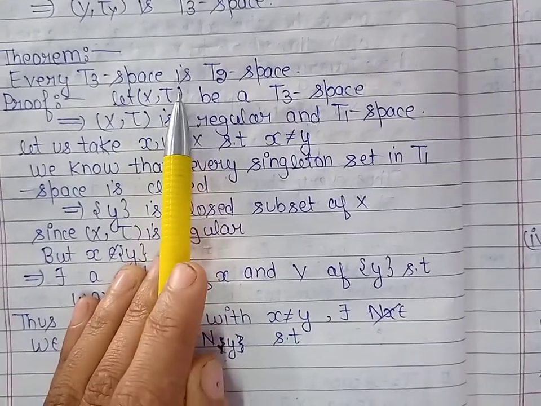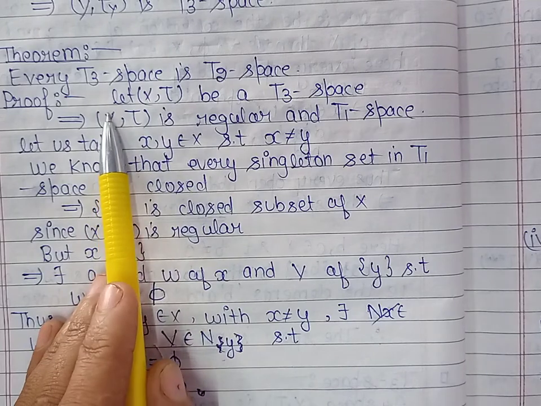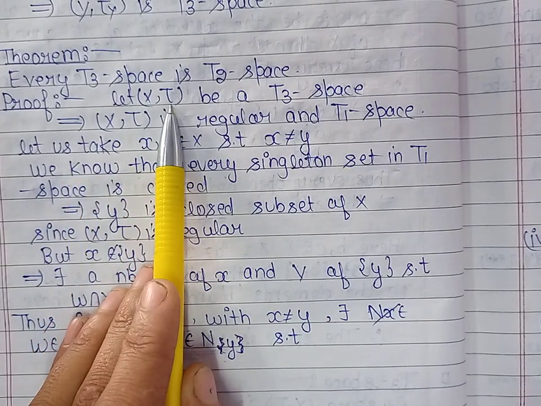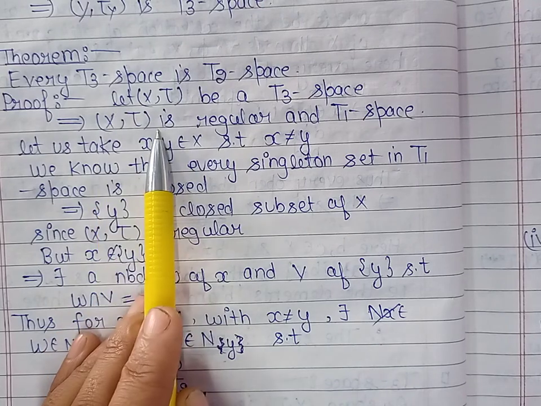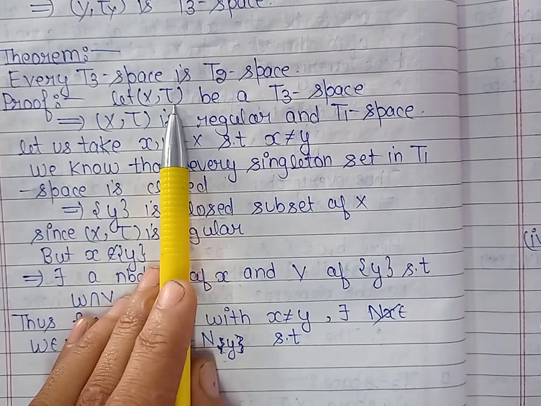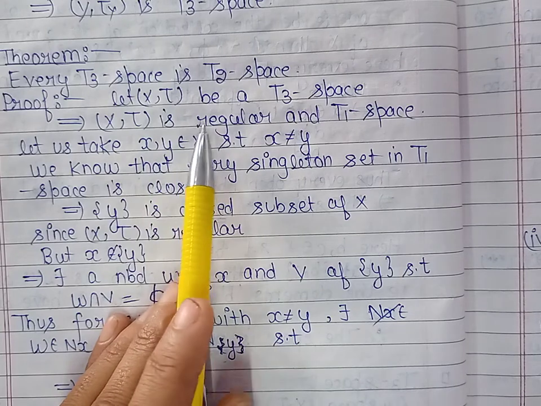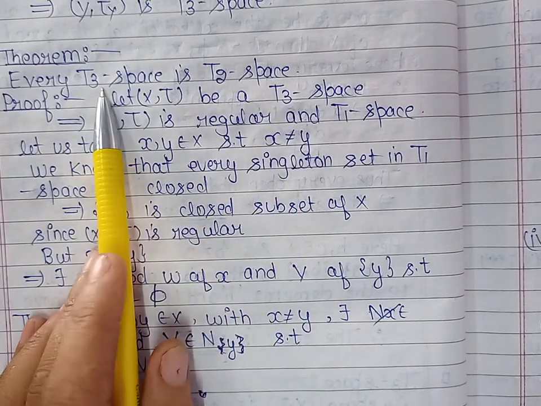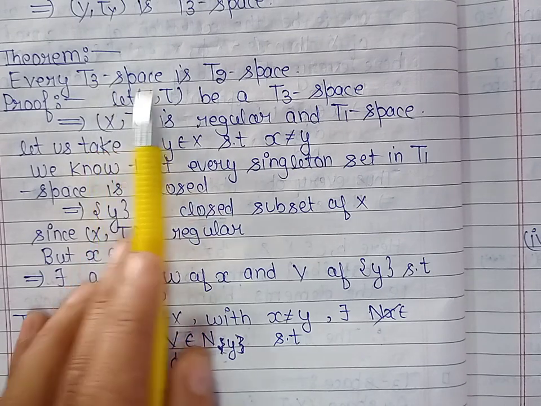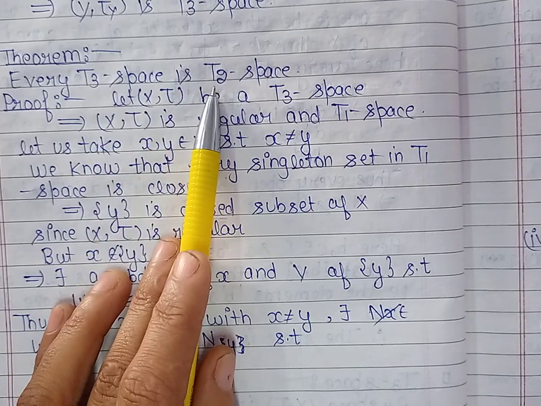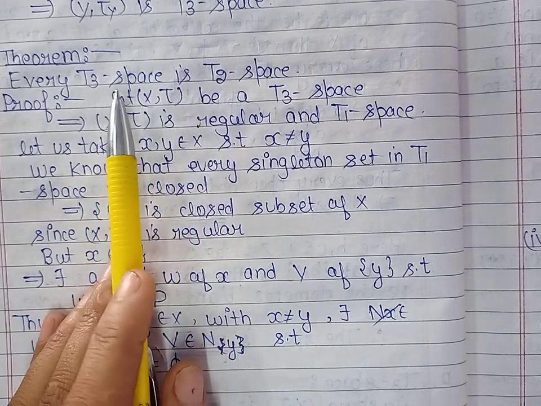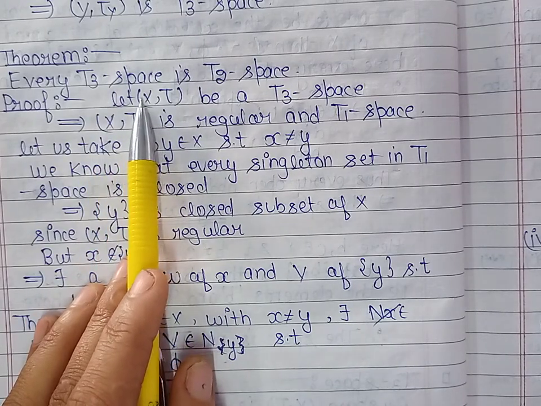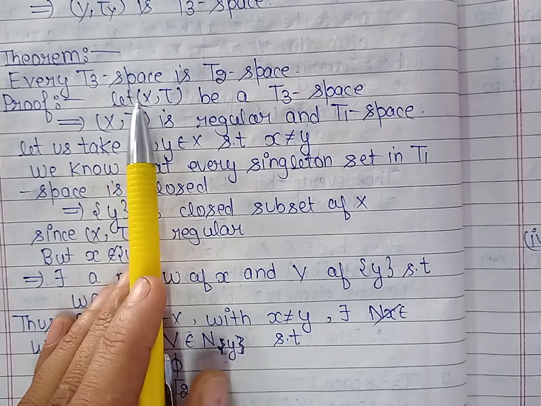Let us take a topological space which is T3. That topological space we have taken as (X, tau). (X, tau) is a T3 space. So by definition, it is regular as well as a T1 space. Now we have to prove that this topological space is T2. It means if we take a pair of distinct points in this topological space, then they should have disjoint neighborhoods.